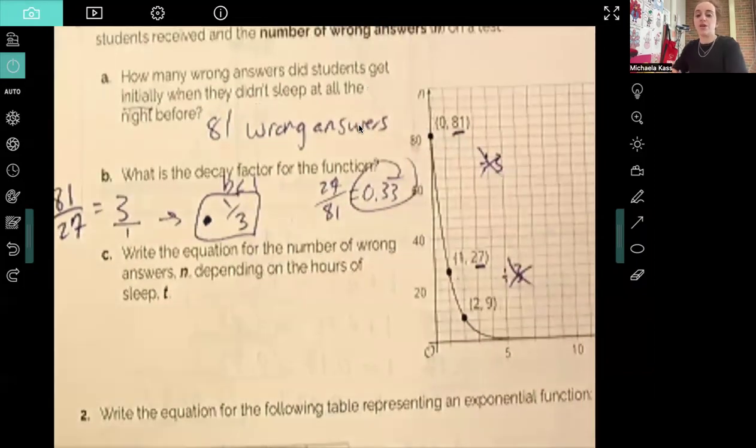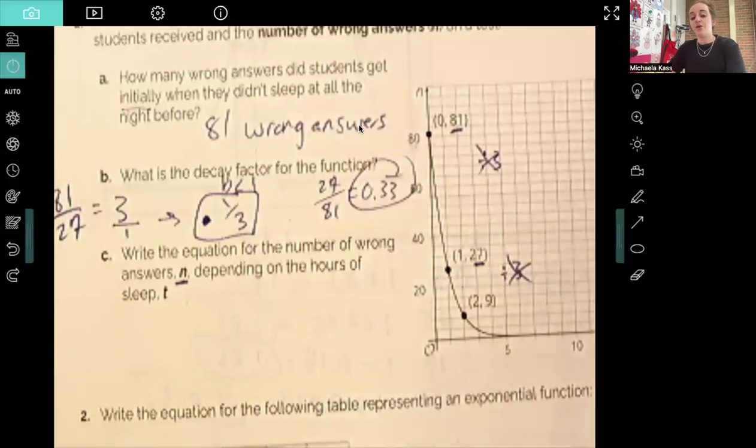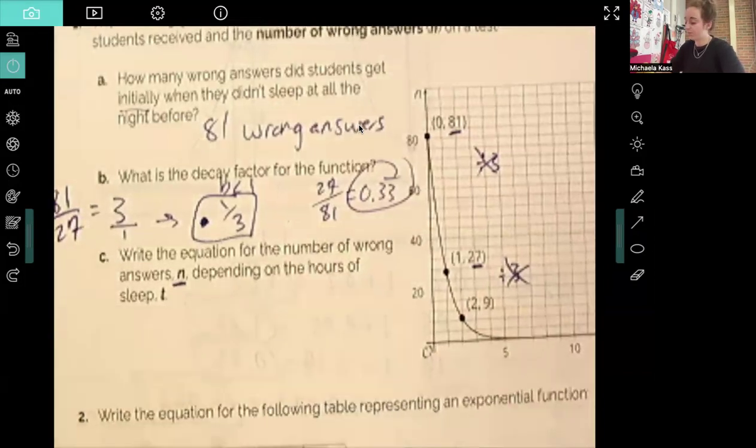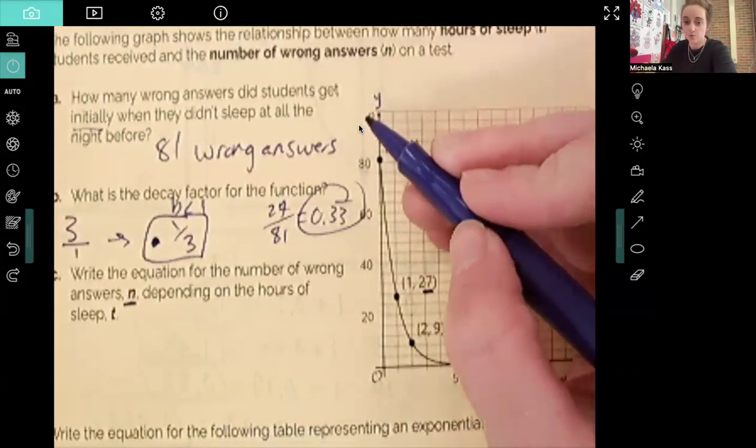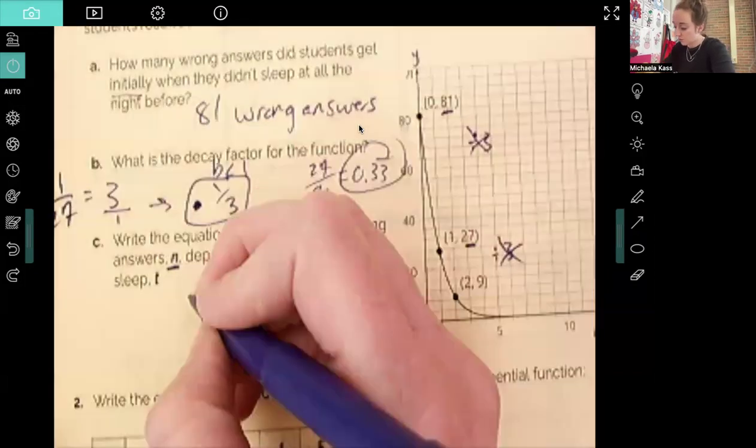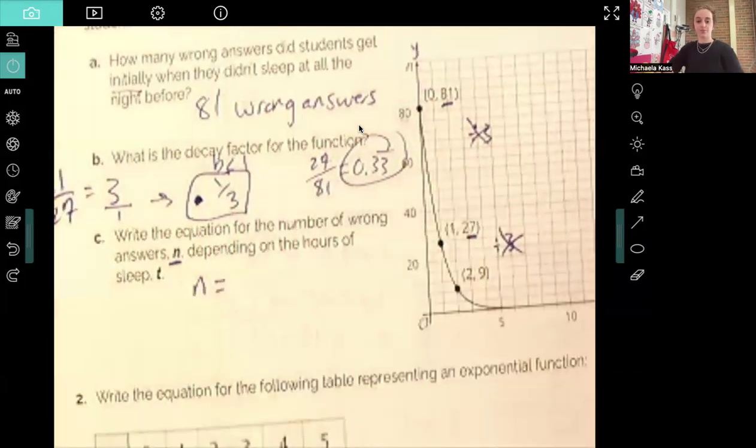All right, the next one is writing the equation now. So writing the equation of the number of wrong answers, which represent n, depending on the hours of sleep. So instead of writing y equals, we need a new variable. So look at your y-axis. What are we saying y now is? We're saying it's n. So we're going to start with n equals.